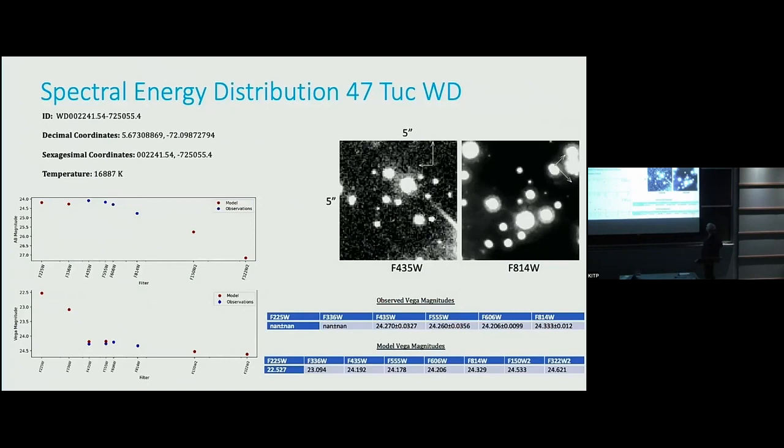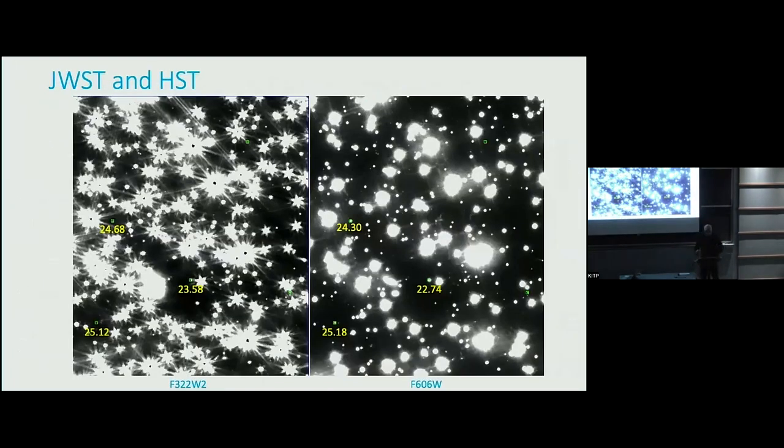So here are some predictions of what magnitudes for this particular one should be. And these are Vega magnitudes. So we use these observed magnitudes to fit a model, and then we predict these magnitudes over here. And that's a little cutout of what these look like.